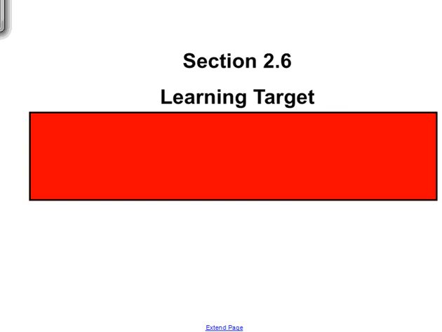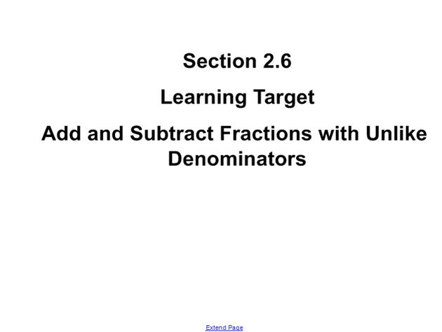All right, we're going to be beginning our study of Chapter 2, Section 6, so that's 2.6. And as always, whenever we start a section, we always go through the learning target first. The learning target for today is to add and subtract fractions with unlike denominators. Add and subtract fractions with unlike denominators.